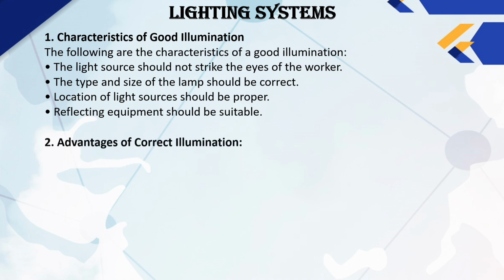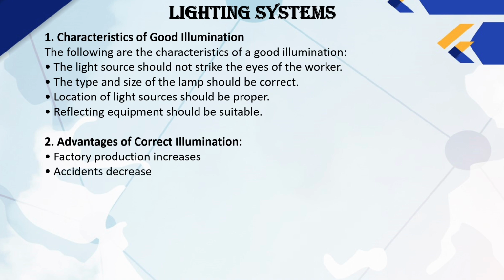So, second, advantages of correct illumination. So, naay tulo. So, first, factory production increases. Correct illumination in a factory enhances productivity by improving visibility, which allows workers to perform tasks more efficiently and accurately. Well lit environments reduce mistakes and the likelihood of accidents, leading to smoother operations and increased output.